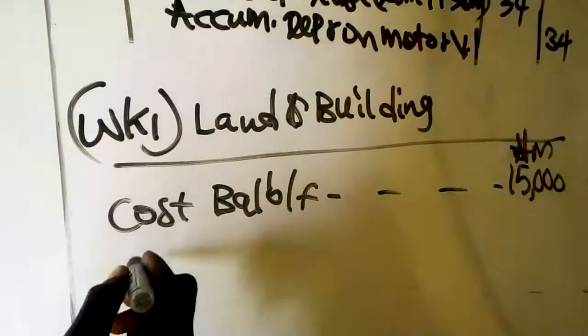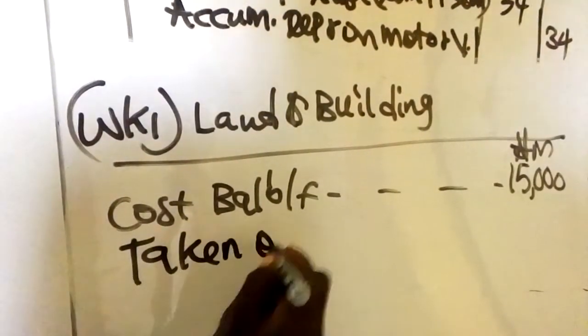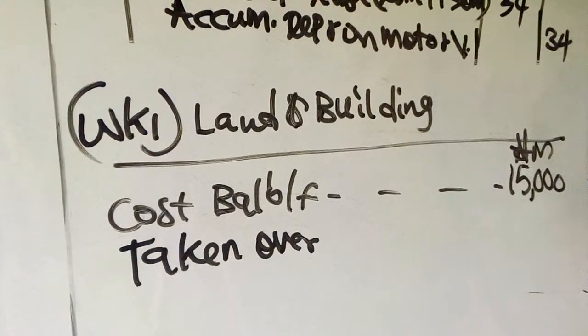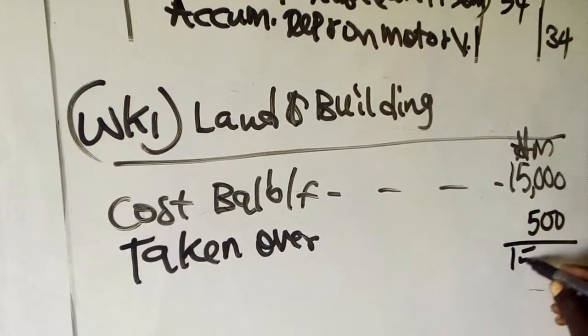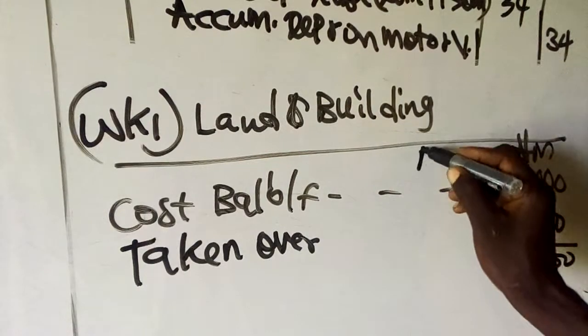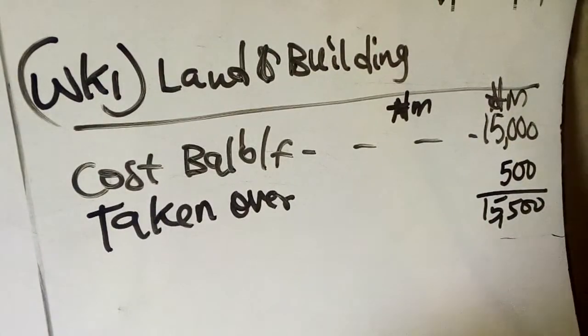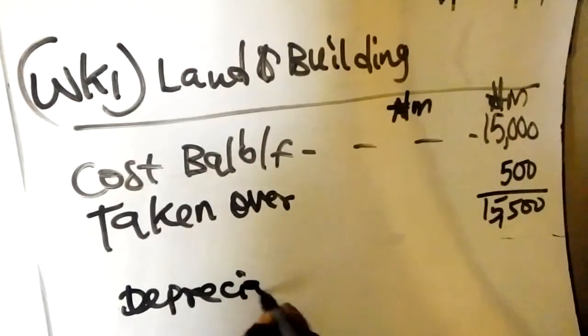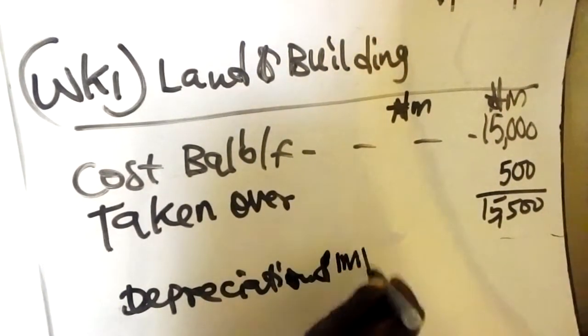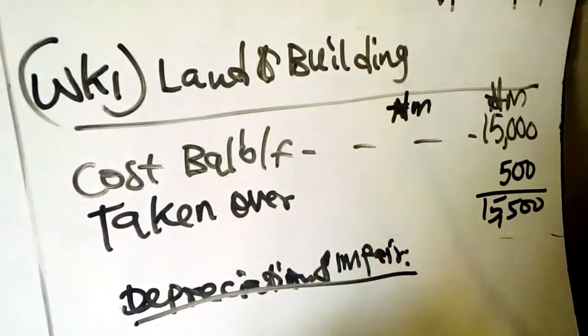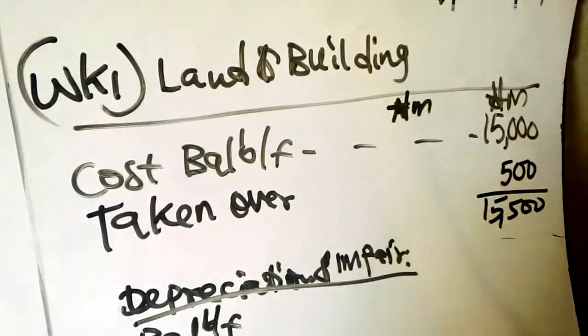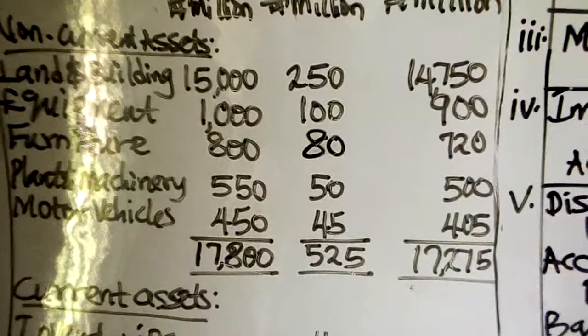So we have addition to building, the building taken over, of 500. When you add it, we have 15,500. Then let's have our depreciation and impairment. Balance brought forward. Then, in our unadjusted statement of financial position, you have accumulated depreciation of 250. Then, don't forget impairment of 30.